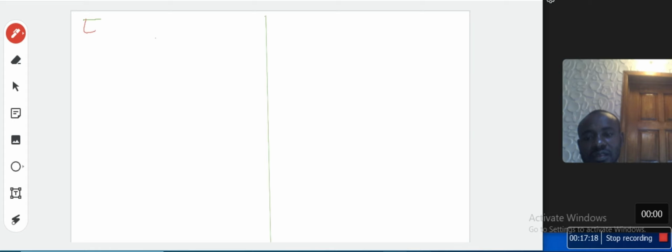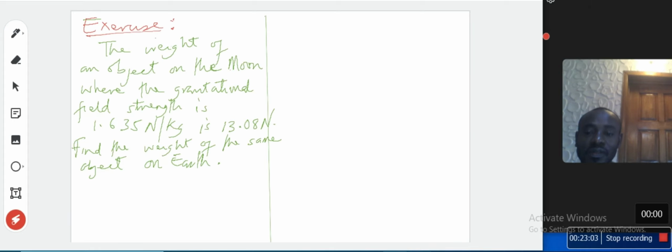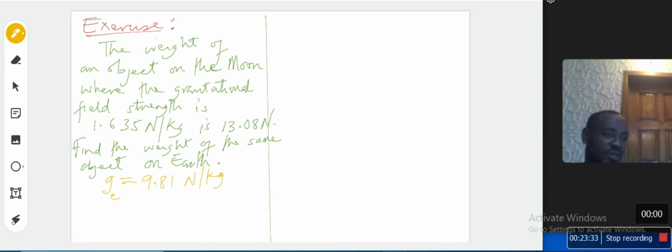All right, look at this exercise. The question says, the weight of an object on the moon, where the gravitational field strength is 1.635, is 13.08. Find the weight of the same object on Earth. By the way, I should include the gravitational field strength on Earth. Anytime you're given this kind of question, they will give you g on Earth. g on Earth is 9.81 Newton per kilogram.